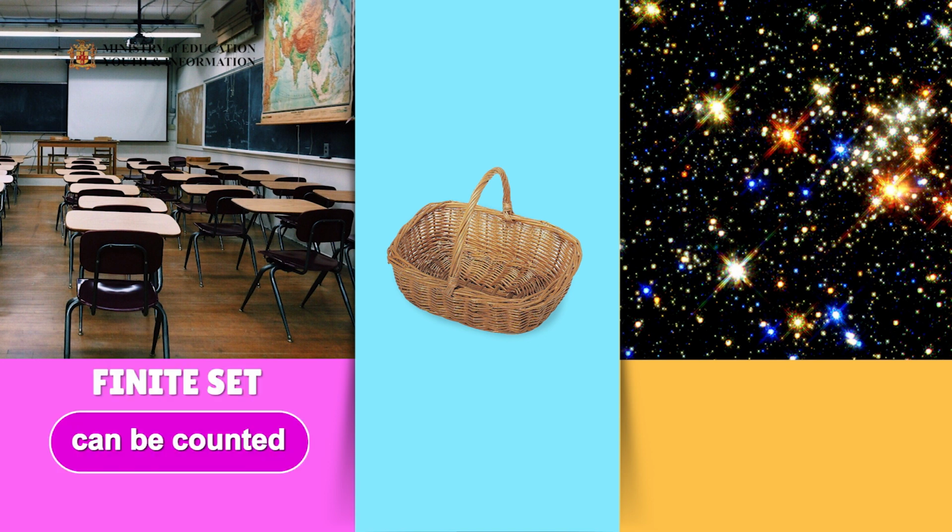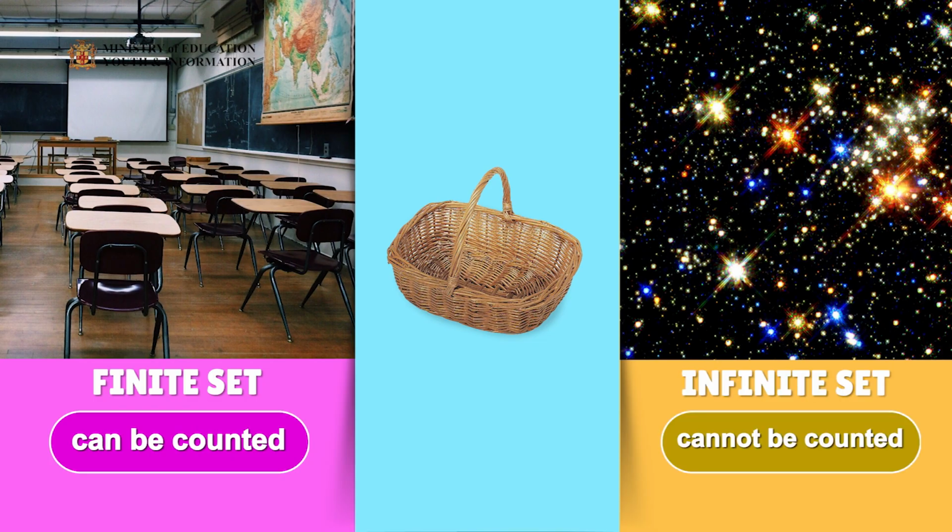The set of desks and chairs can all be counted, thus it is called a finite set. The set of stars cannot all be counted, therefore it is called an infinite set. And the set that has no elements in it is called an empty or null set.